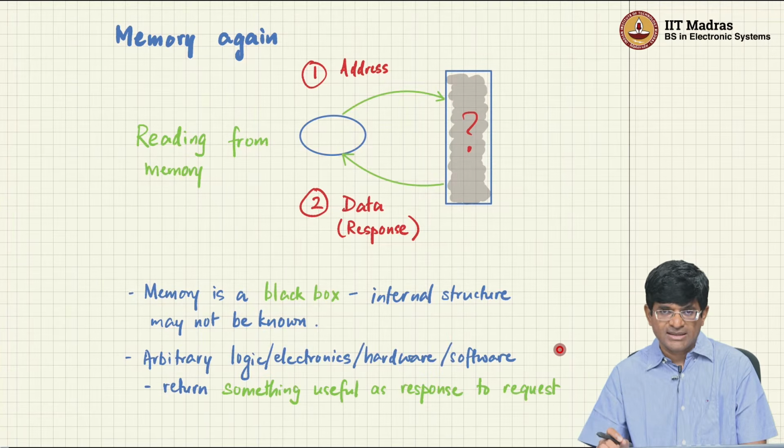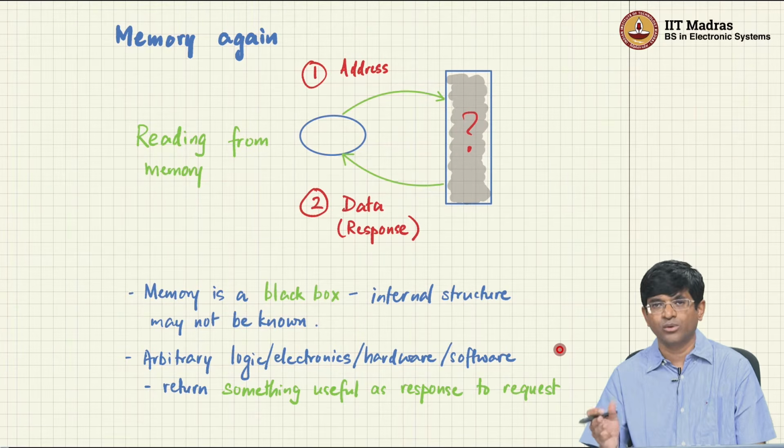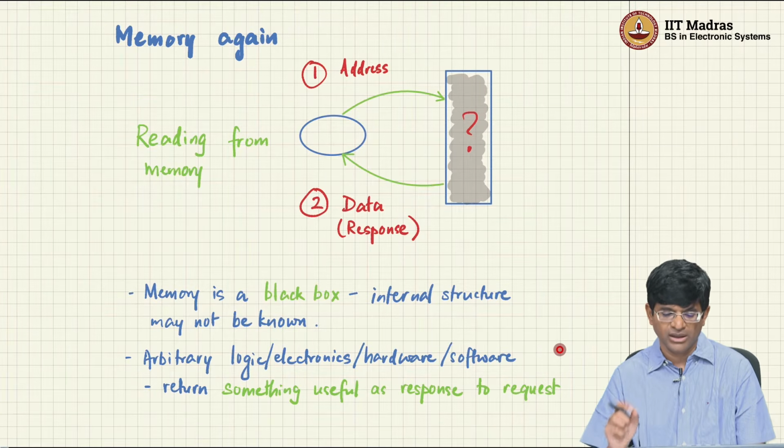What that means is, it could be an arbitrary piece of logic, electronic circuitry, right? All that matters is it has to return something useful as a response that is related to the request that we sent in. Okay, and that phrasing, that wording that I'm using here is important. What the memory returns in response to my request need not necessarily be what was put into it previously, right?